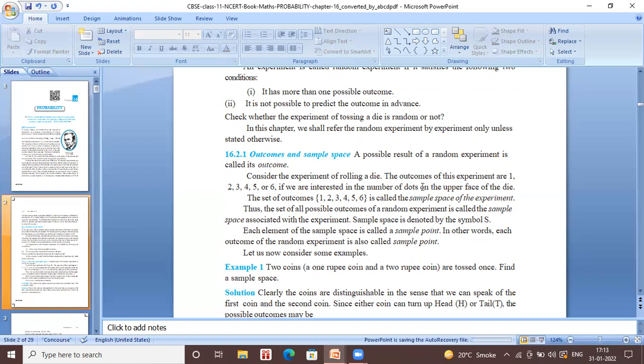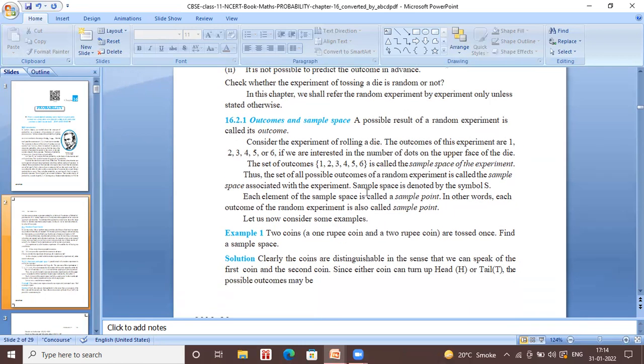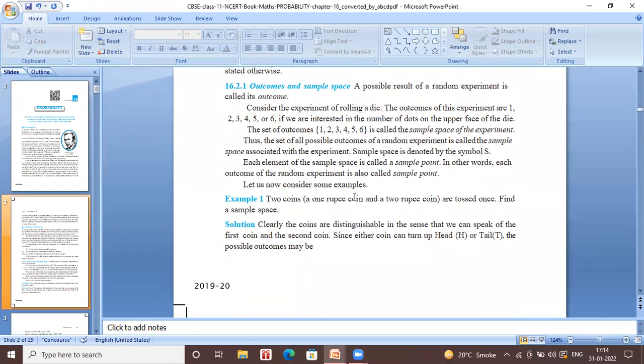Here we started with the random experiment in the axiomatic approach to probability. It starts with the random experiment, then the sample space, then the sample point. In other words, each outcome of a random experiment is also called a sample point. Therefore, this line is going to be underlined. So these are the basic terms used in exercise 16.1. Here I am going to explain one or two examples that are given here.